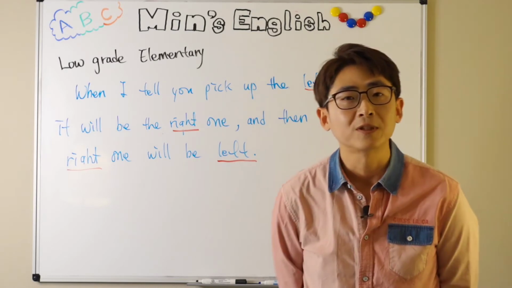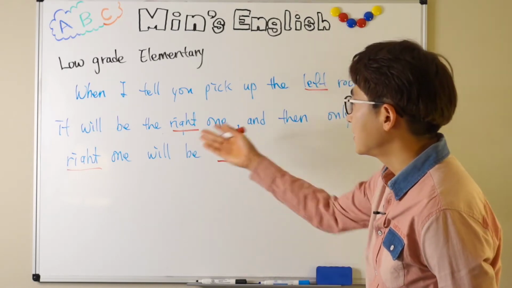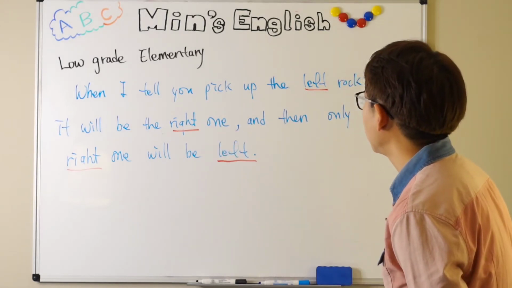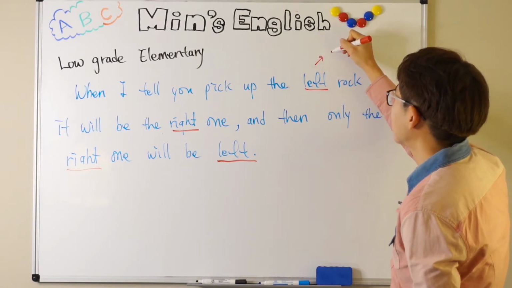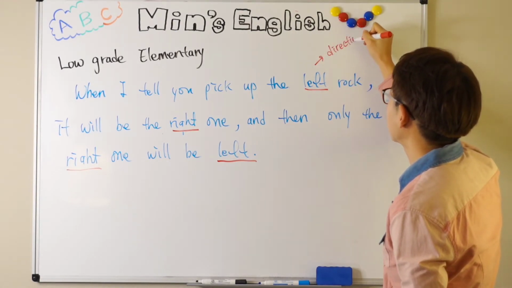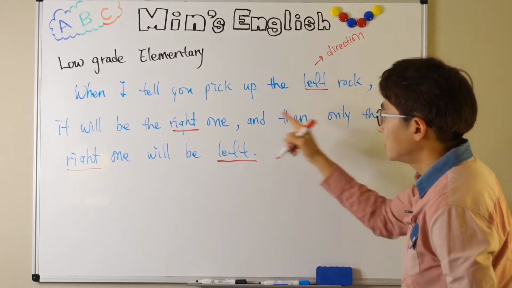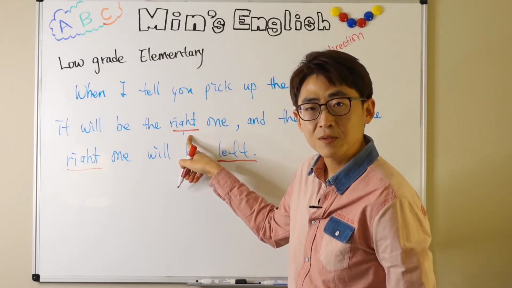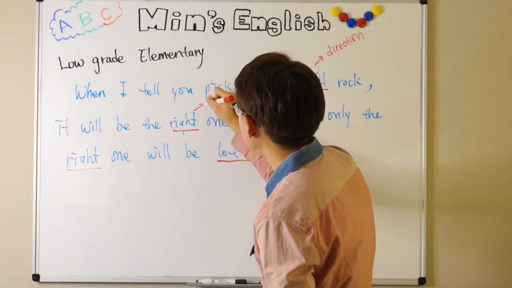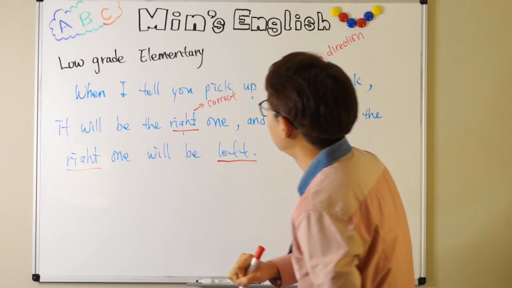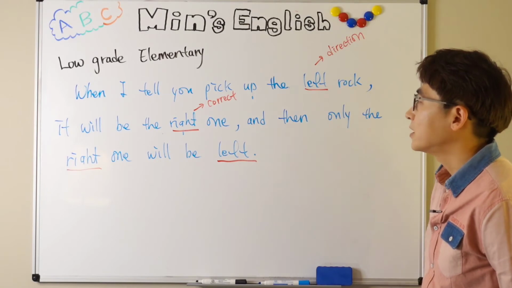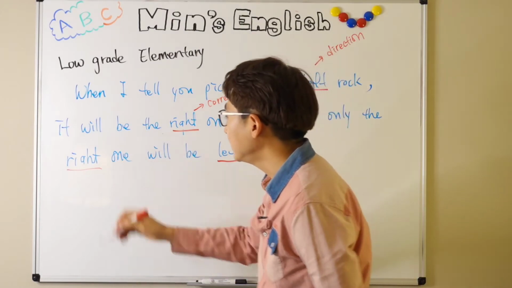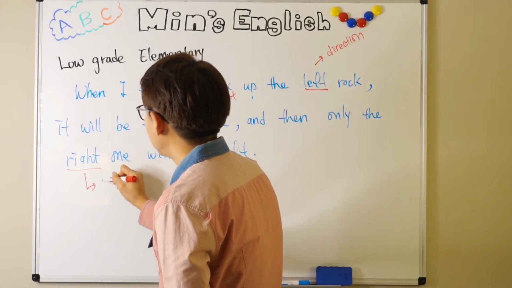In English, a single word can have multiple meanings, and this is how you should read this sentence. When I tell you, pick up the left rock, the first one means direction. And next one, it'll be the right one. Here, this one means no direction, but it means correct, to be correct. So it'll be the right one, it'll be the correct one. And next, then the right one, here it means direction.